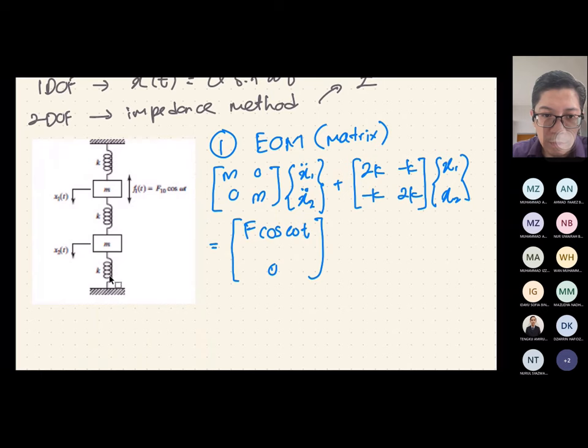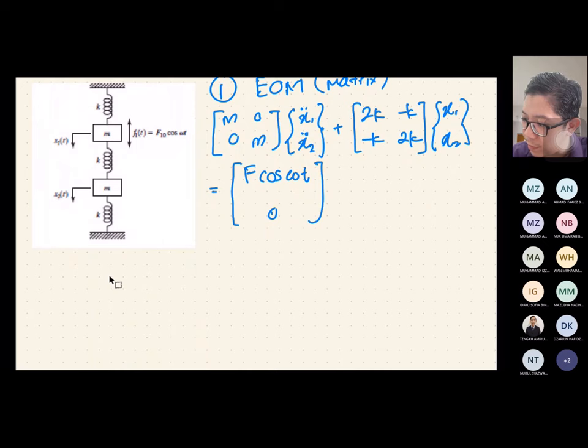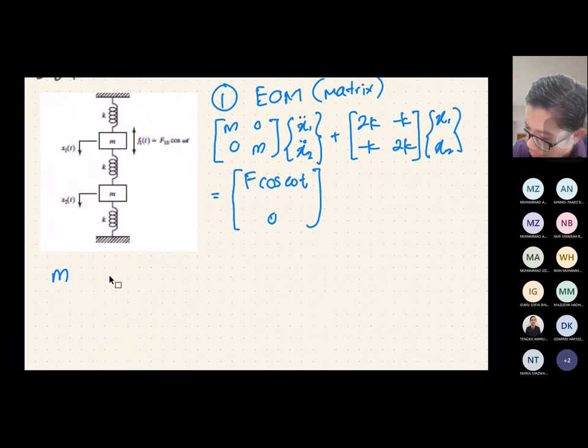Now for the impedance method, we basically need to define the position of the mass. For example, we can define m as m11 and m22. So meaning we have the mass m11.